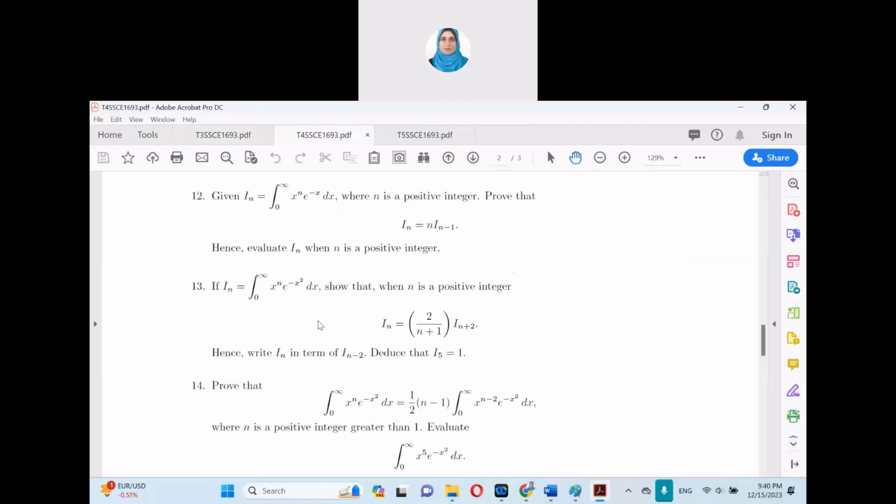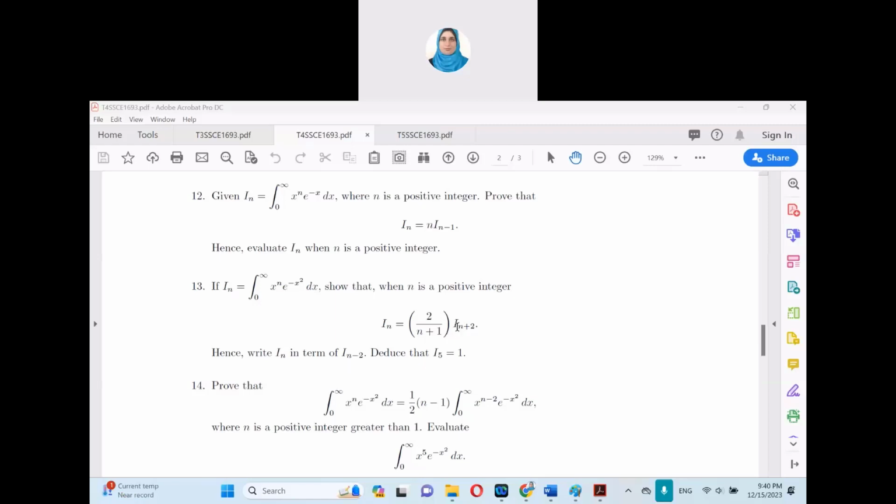Okay, in question 13, after you prove that I_n is equal to (2n+1)/(n+2) I_{n+2}, write I_n in terms of I_{n-2}. So you need to write I_{n-2} is equal to (n+1) I_n. Here you need just to replace n by n+2. Then n+2-2 will become n. This is the relation between I_n and I_{n+2}.